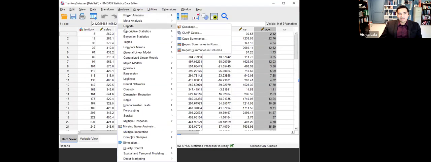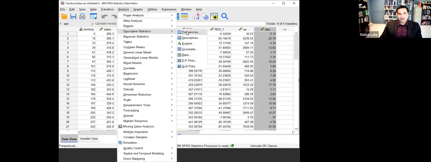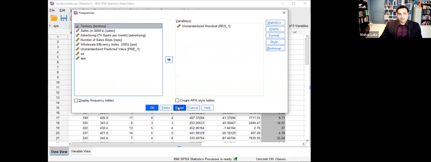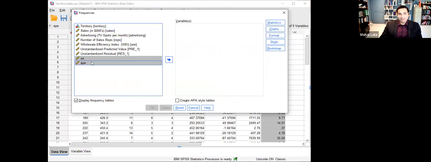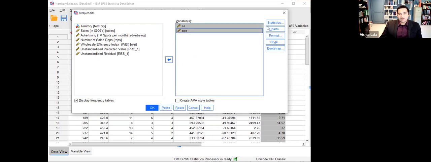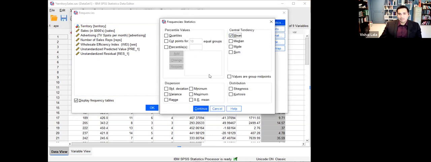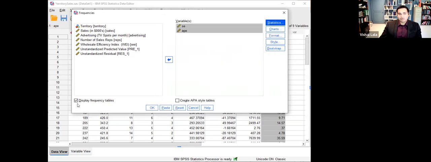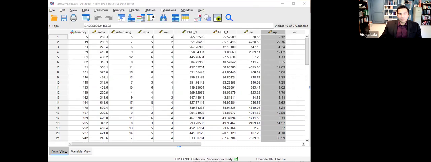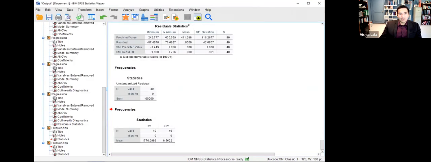Analyze, descriptive statistics, frequencies, and now I'll reset this screen. I'll move SE and APE out to the right, specify statistics as being mean, uncheck the box for frequency tables. If I leave this box checked, we'll get a lot of garbage output, and I don't want us to have a lot of garbage output to look at, so uncheck that box. Hit OK. Now, in the output window, we have the MSE and MAPE.